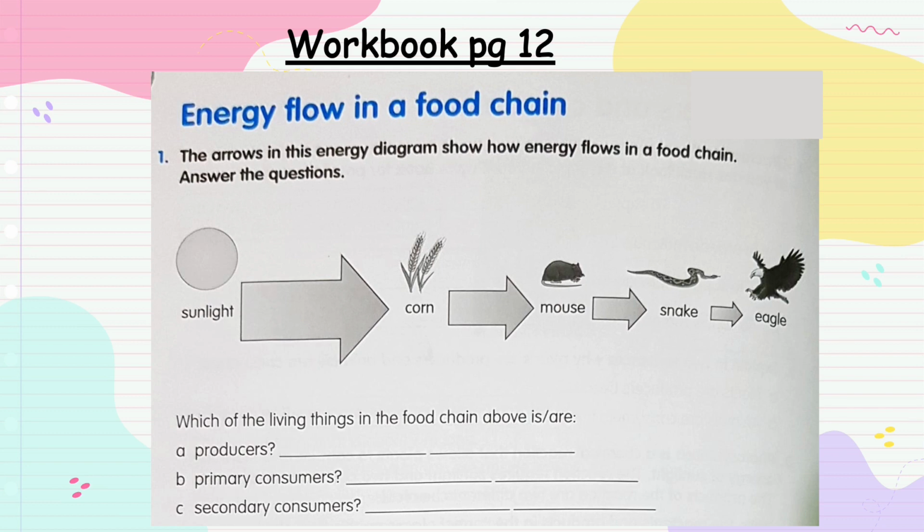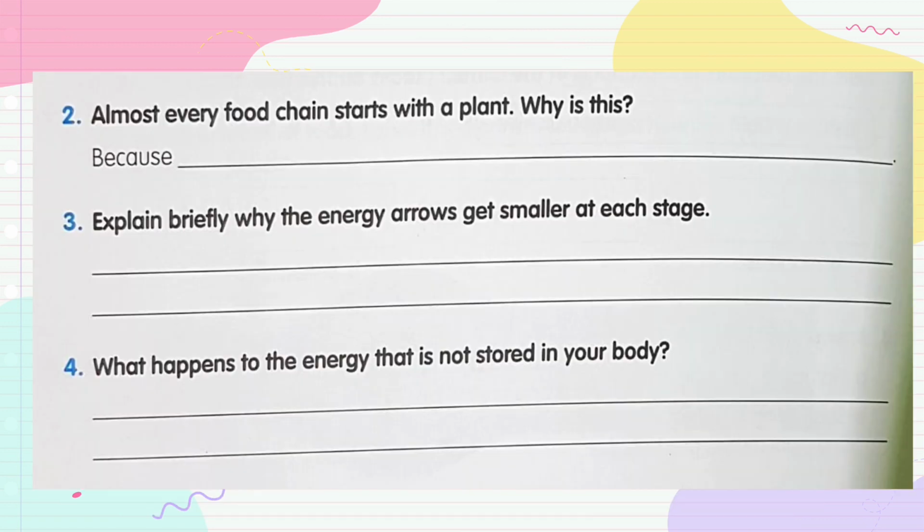Number one, the arrows in this energy diagram show how energy flows in a food chain. Now you have to answer the question. Which of the living things is a producer? Which is the producer here? Yes, the plant, which is corn. What is the primary consumer, which is the first consumer? It is the mouse. And the secondary consumers, you have the snake and the eagle after that, right? Okay. Now let's move to the second question.